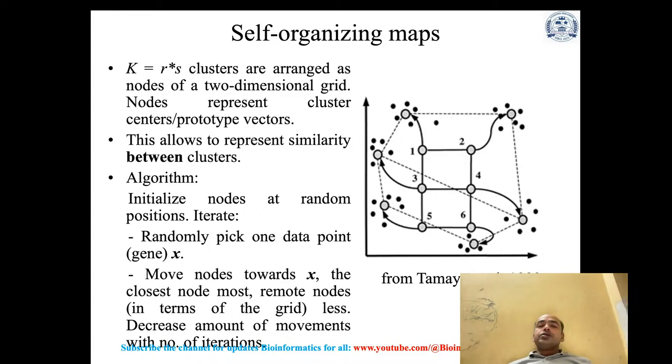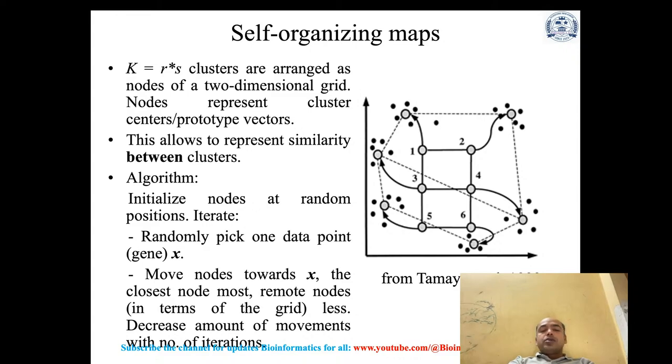Now, it comes to SOM or self organizing maps. So here, K equals R times S, that is, clusters are arranged as nodes of a two-dimensional grid. Nodes represent cluster centers and/or prototype vectors. This allows us to represent similarity between clusters. The algorithm initializes nodes at random positions and iterates: randomly pick one data point X, move nodes towards X.